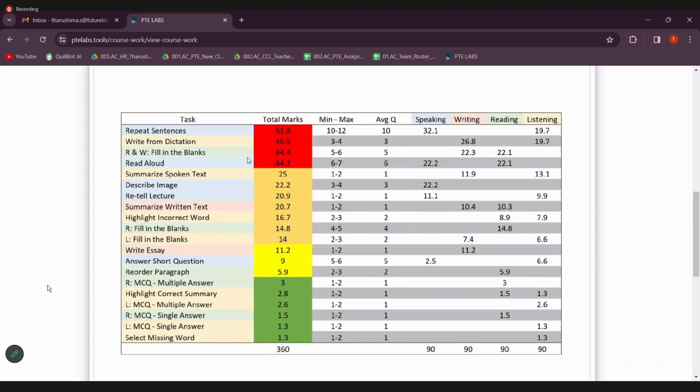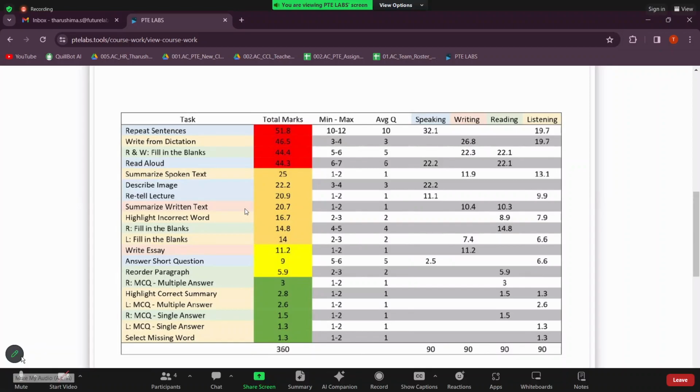Students, am I lagging? Am I lagging or am I clear enough? Now it's fine. Earlier there was some. Okay. If I'm lagging, just let me know, right?